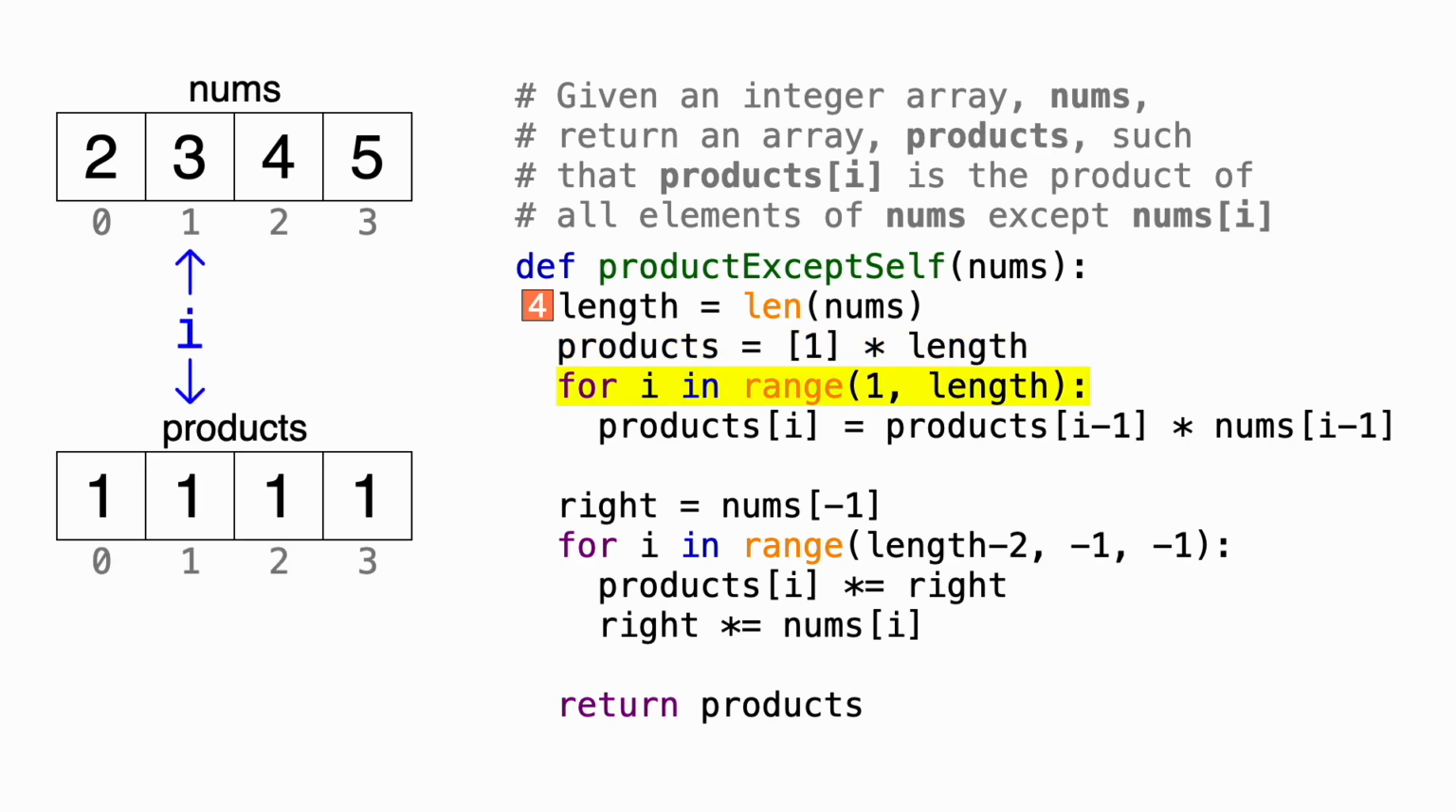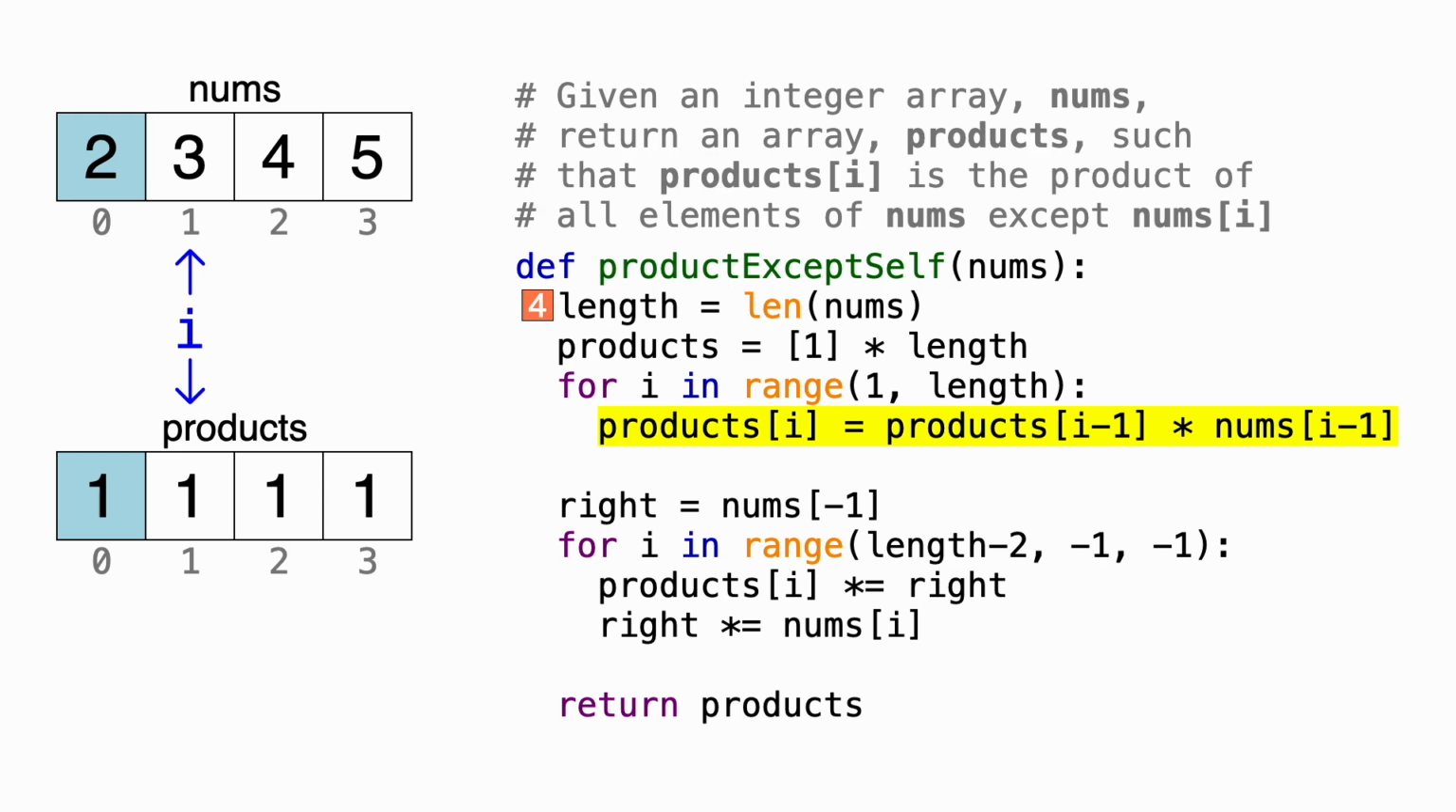Then we'll start calculating the products of all the numbers to the left of each element using the exact same method that we discussed earlier. Remember, there's nothing to the left of the element at index 0, so we'll start at index 1. So like we did previously, we're going to multiply the i-1th element of the nums and products array and write it to the ith index in products.